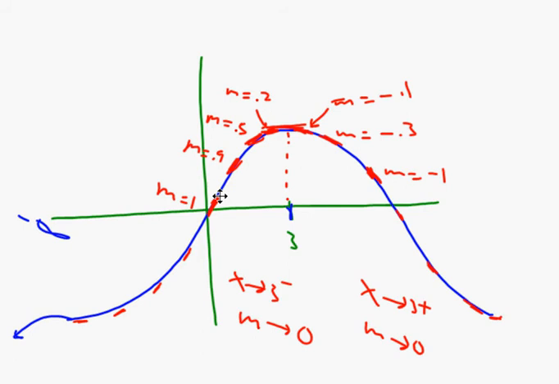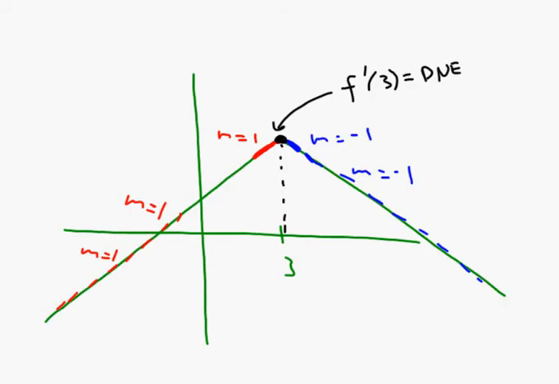Whereas this problem, this stubborn absolute value function, no matter what you do, no matter how close you get on the left side of 3 or the right side of 3, the two slopes never get close to 0. They stay at 1 and -1 respectively, and that's why we say the slope at 3 does not exist.